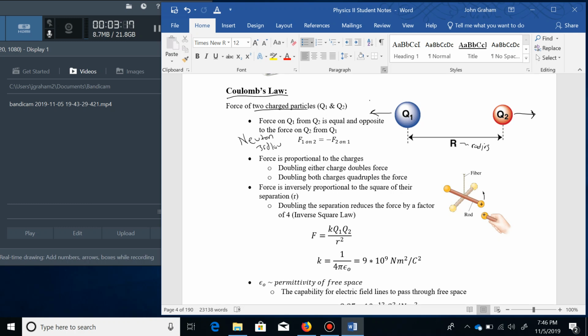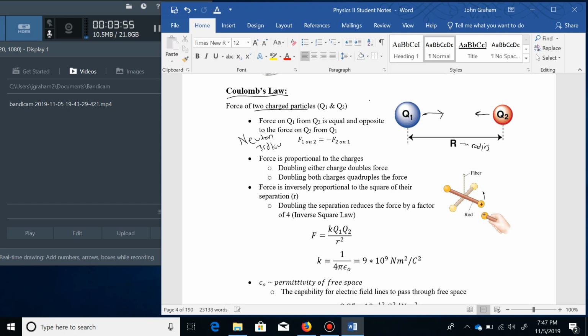Okay. Now, we also can look at these, and we delete these arrows, as an electron and a proton. So let's say this one's a proton. It's going to put a force pulling Q2 into it. And Q2 is going to put a force on Q1 that's pulling Q1 into it. And so these are, again, equal and opposite in direction.